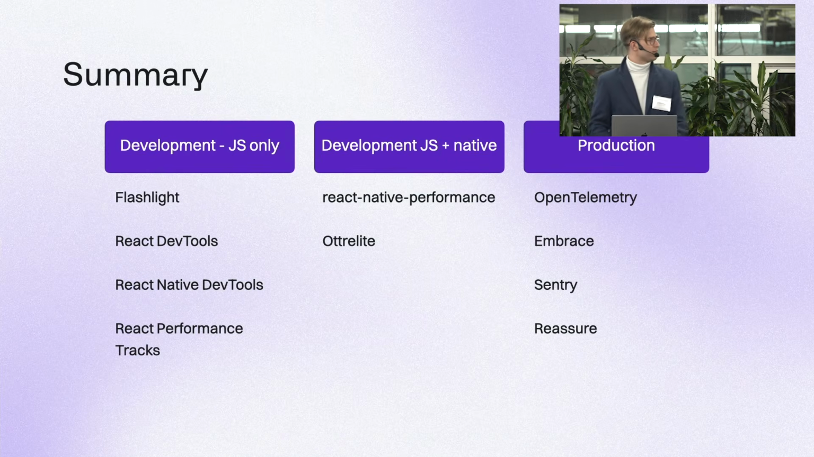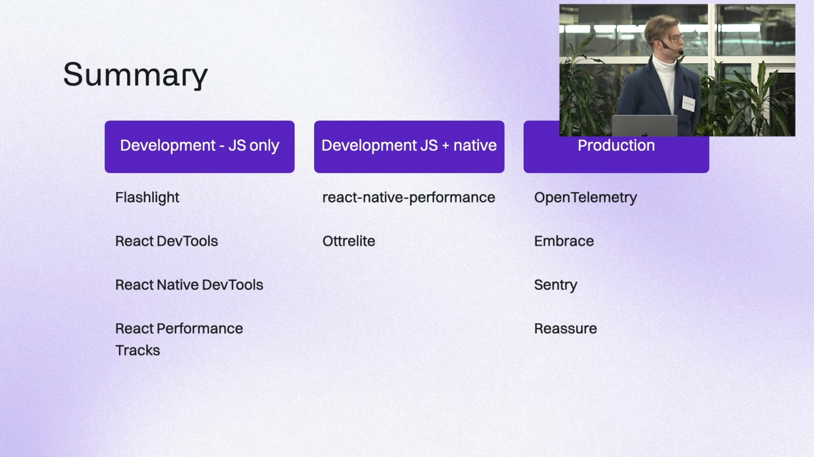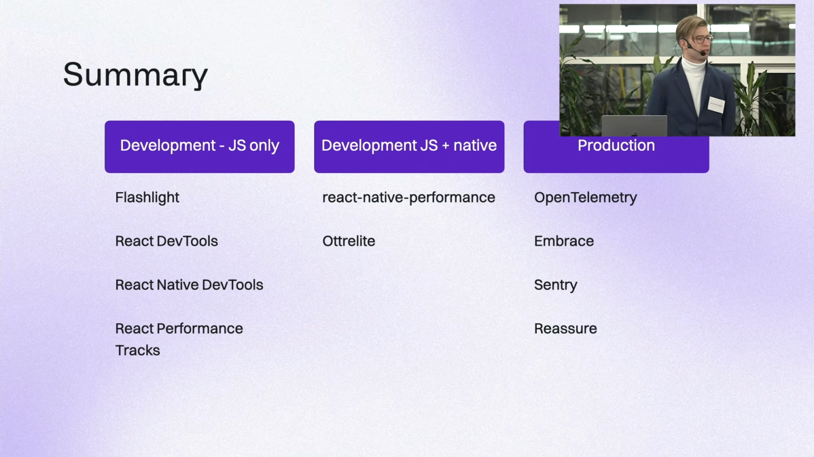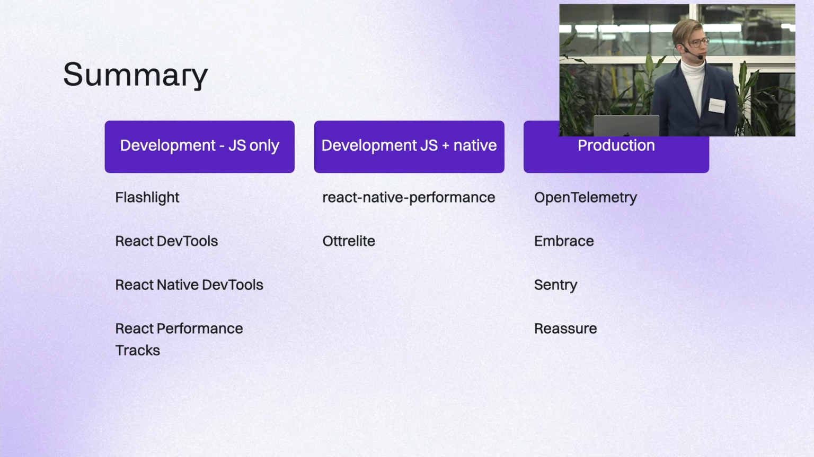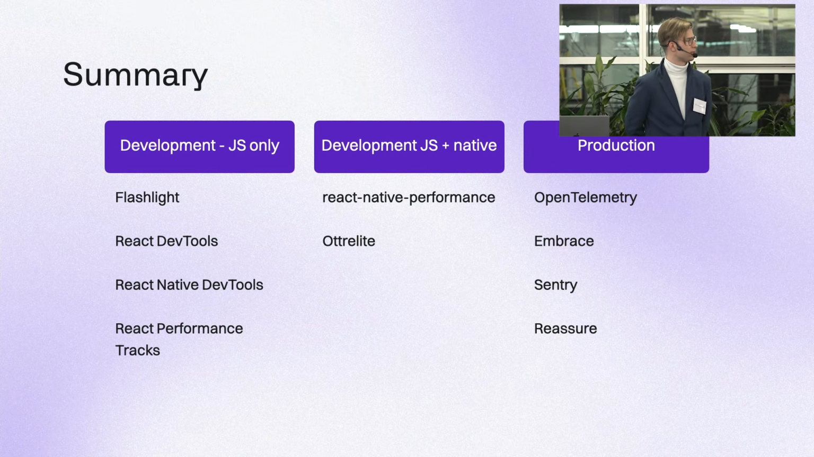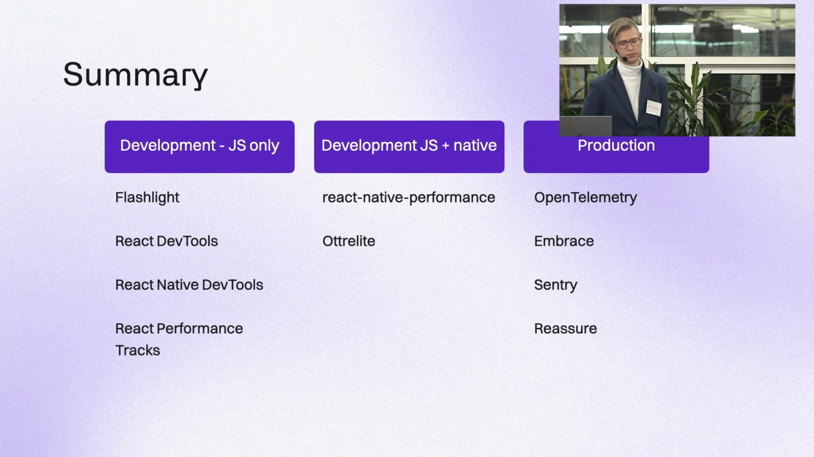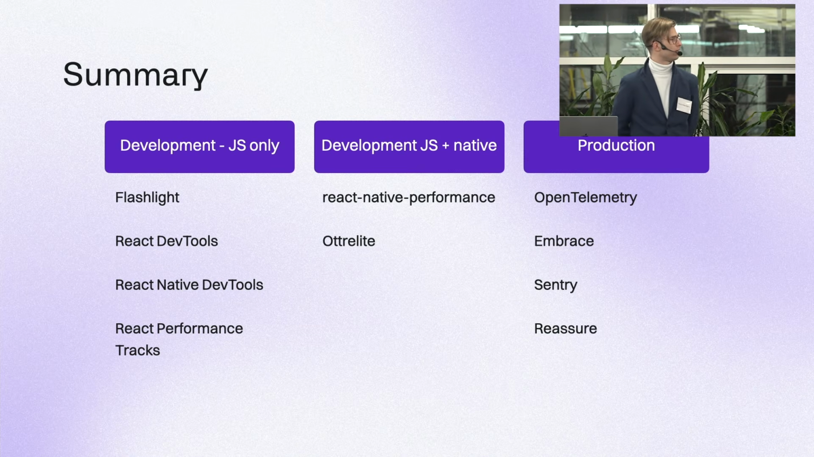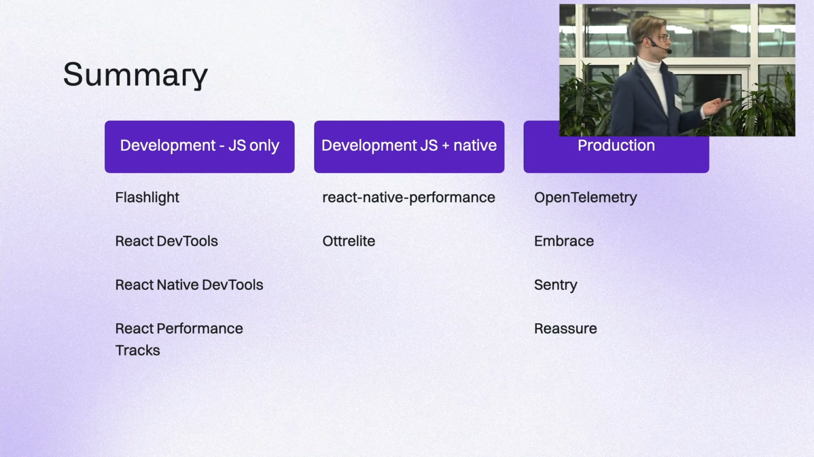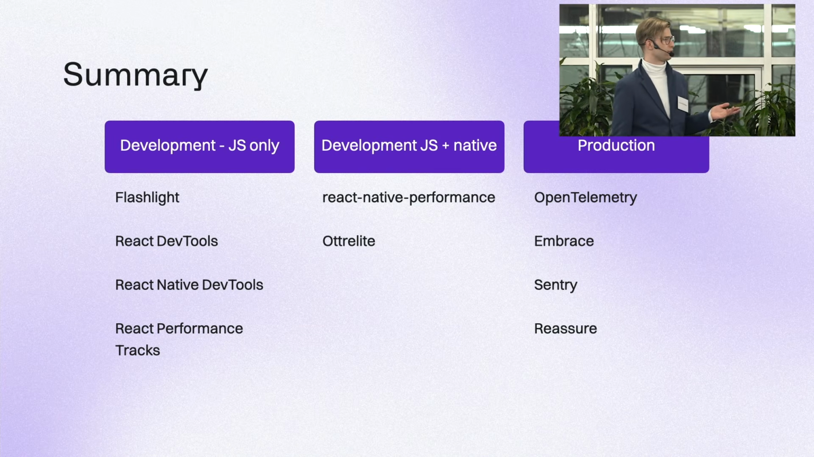And finally, a short summary. So I will reiterate what we talked about in this presentation. So first we had the development tools. They were mostly JS only, or maybe not even JS only. I had to somehow put them into common boxes. Flashlight is a bit different because it's not related to JS or React Native at all, but it allows you to get an overview of the performance of any Android application.